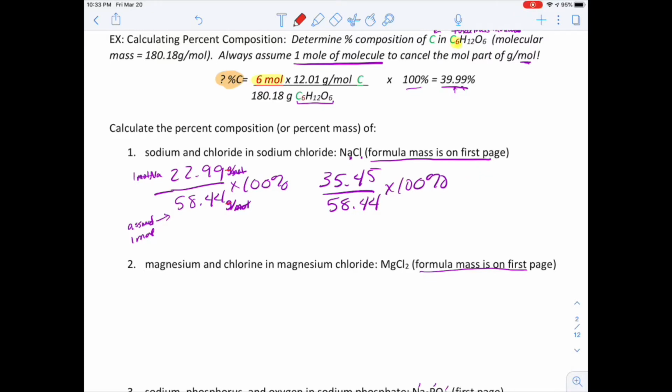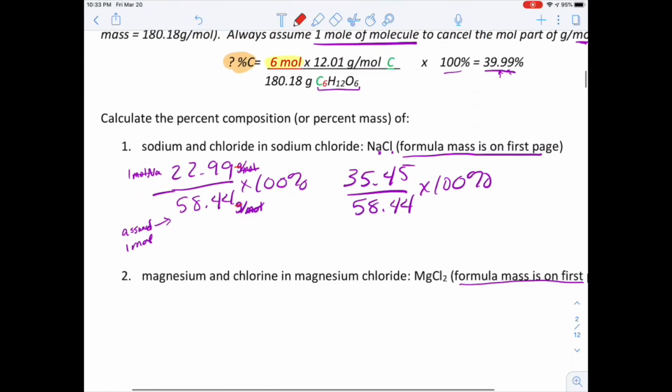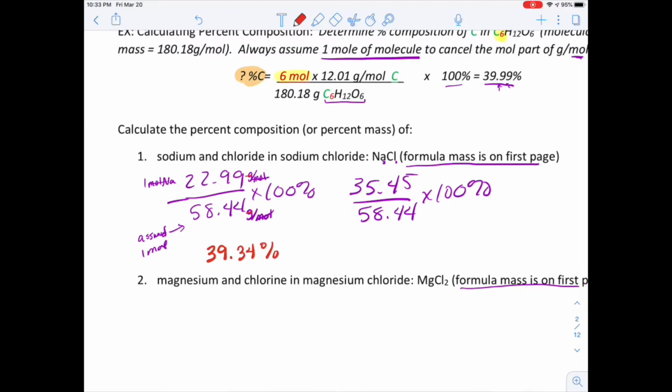So got my calculator handy. I'm just going to put in 22.99 divided by 58.44, and I get 39.34%. So that looks good. I'm going to go over here, 35.45 divided by 58.44, and I get 60.66%. You'll notice these do add up to 100, which is great. That's my sodium and that's my chloride.